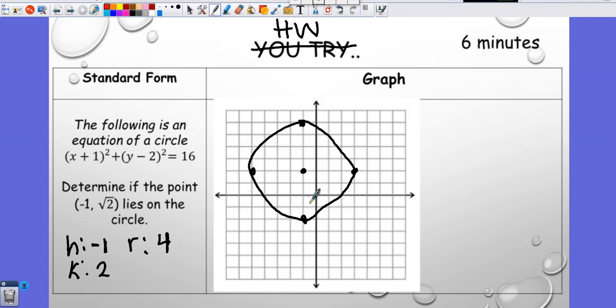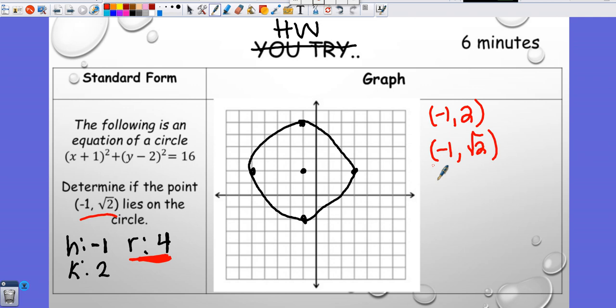So here's what I'm going to do. -1 and square root of 2, does it fit on this circle? So the first thing I need to know, my radius is 4. So I'm going to take my center and write that ordered pair down, and I'm going to find the distance between the center and this point right here, and if it equals my radius, then yes, this point lies on my circle.